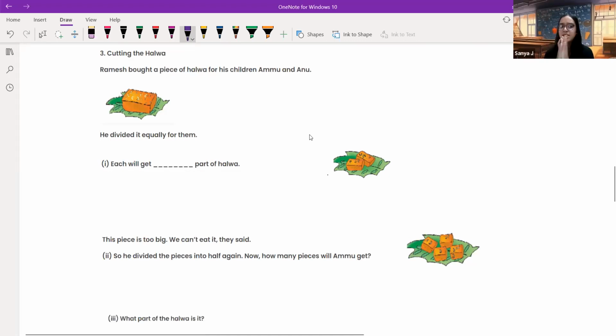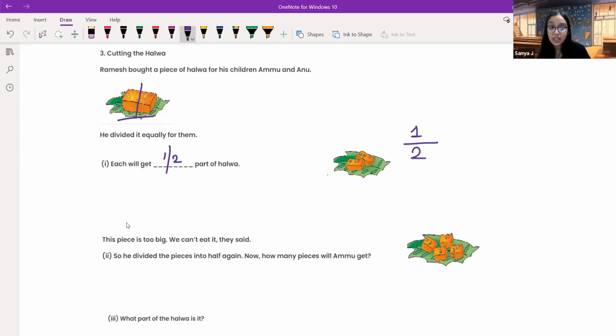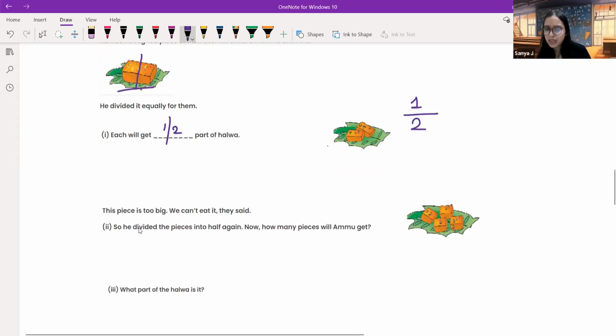Now, it's about cutting the halwa. There's a man called Ramesh and he has bought a huge piece of halwa for his children Ammu and Anu. He has divided this halwa equally for them. Now one part is divided into two equal parts, like over here, 1 and 2. So each will get which part of halwa? 1 out of 2 equal parts. So half part of the halwa. Yes. Now the kids say that this piece is too big.